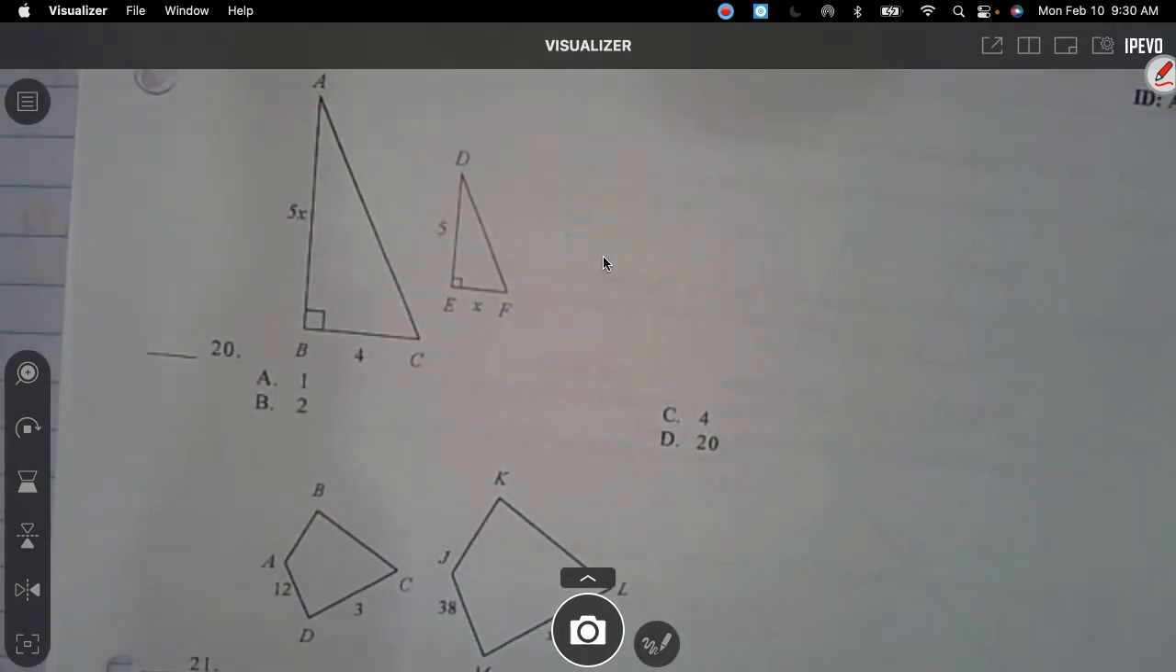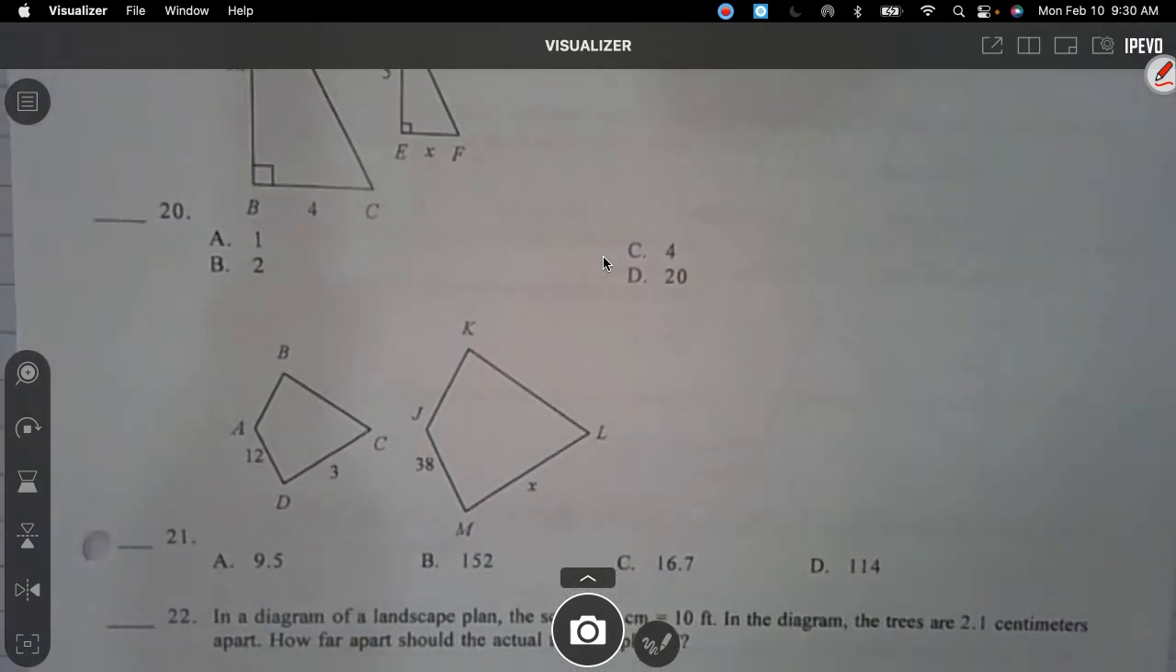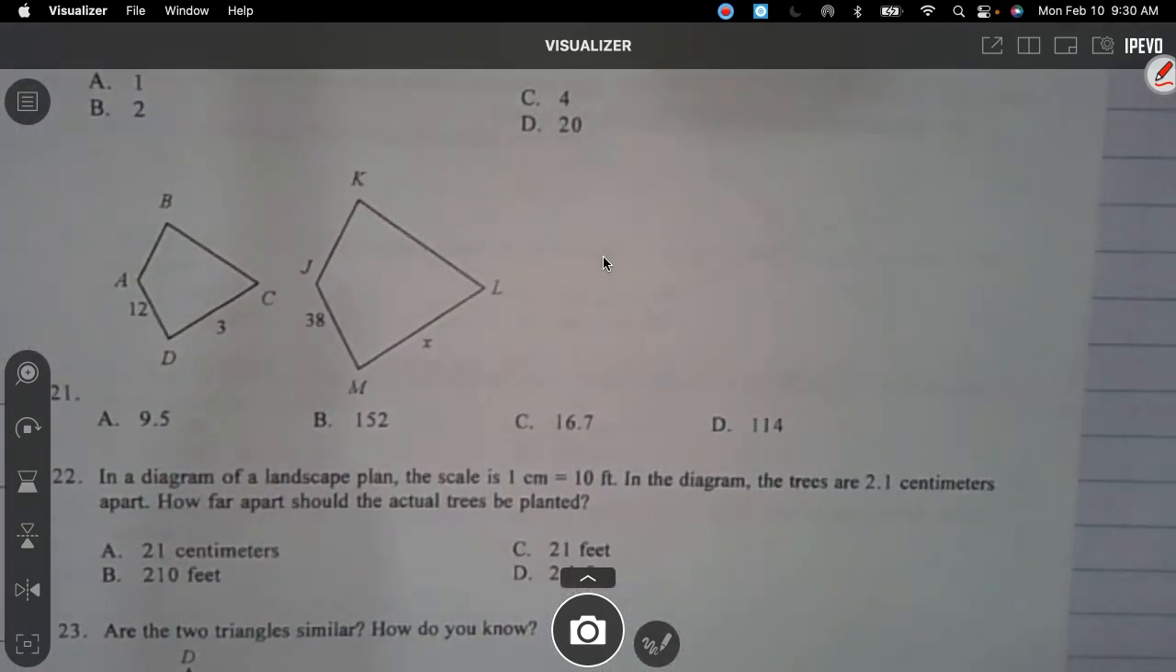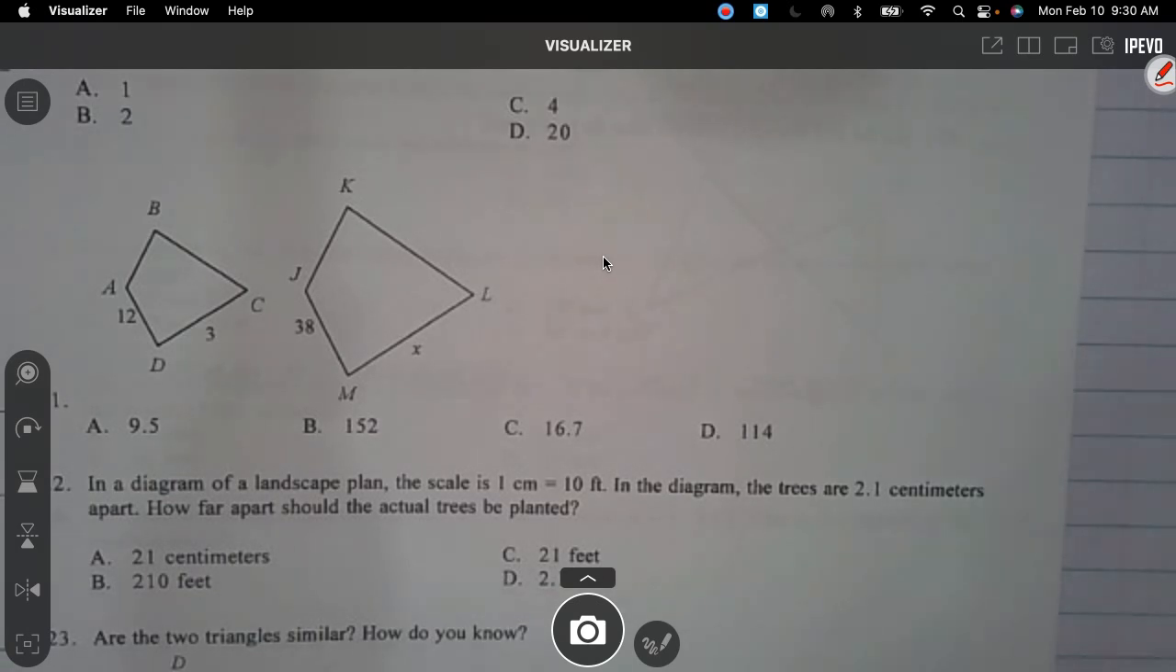All right, the next one I'll do is number 21. I'm just skipping around now. 21, it says, oh, you're just finding your variable. All right, same thing we've been doing. How do y'all want to set this up? Lots of different ways. You can do 12 over 38, because those are matching sides. 12 over 38 equals, and let's go in the same order, 3 over x.